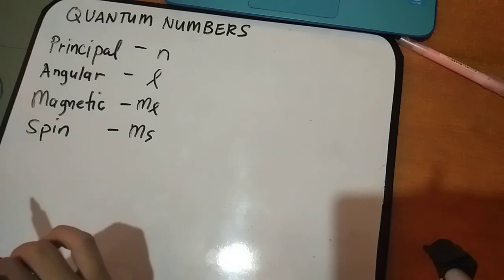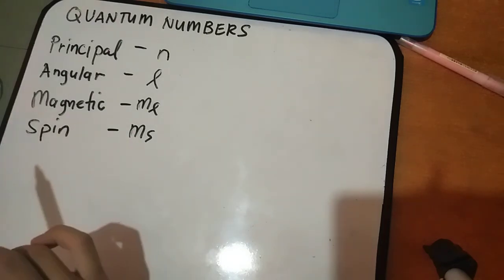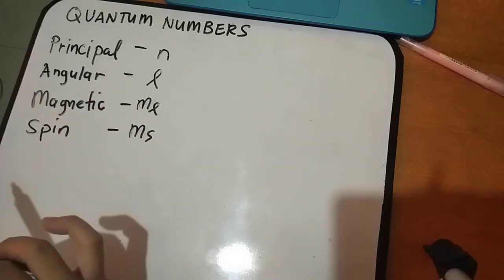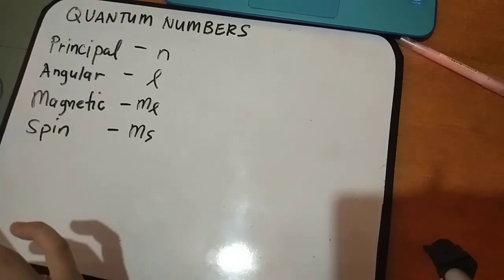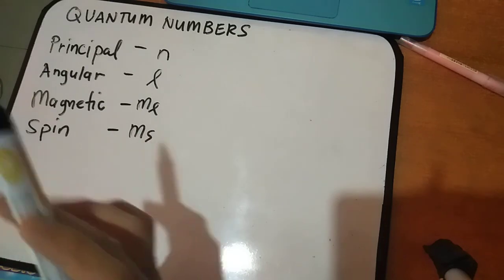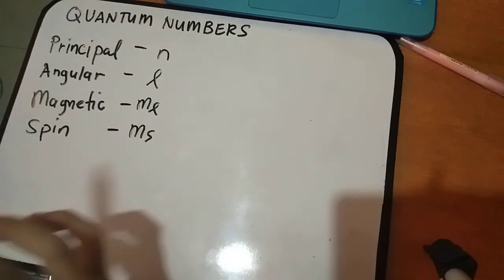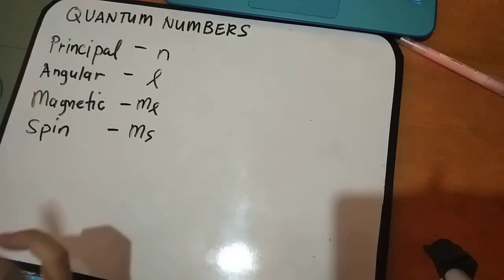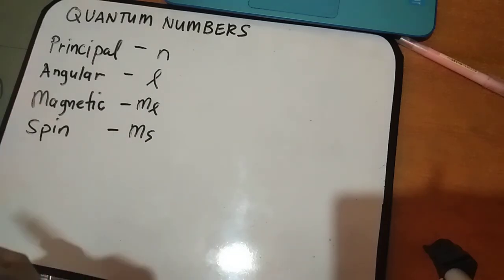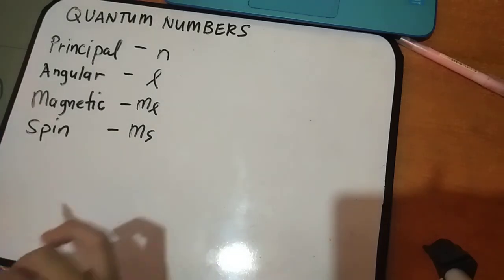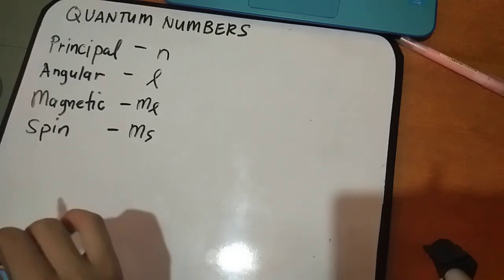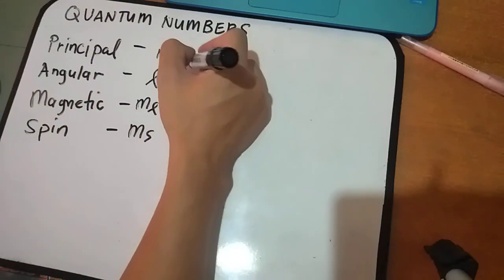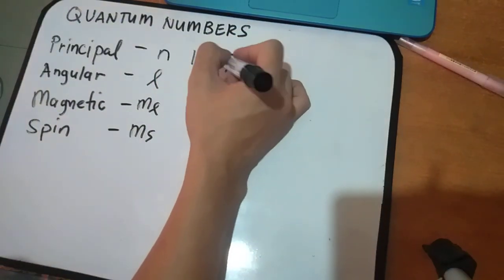So ano ba yung principal? The principal quantum number would simply tell you the size of the orbital. So mas mataas yung principal quantum number, ibig sabihin mas malaki yung atom. Na syempre mas maliit yung quantum number, mas maliit din yung atom. Your principal quantum number could be any number from 1 to 7.